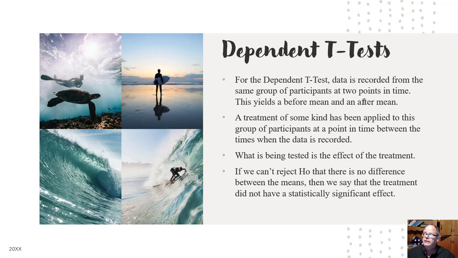and then sometime later, data is collected afterwards and the mean is calculated. What's really being tested is the effect of the treatment, right? So what happens at the end is, if we can't reject the null that there's no difference between the means, then we say that the treatment did not have a statistically significant effect. All right. If we can reject the null that there's no difference between the means, then we're saying the opposite, right? That essentially, there is a statistically significant effect.